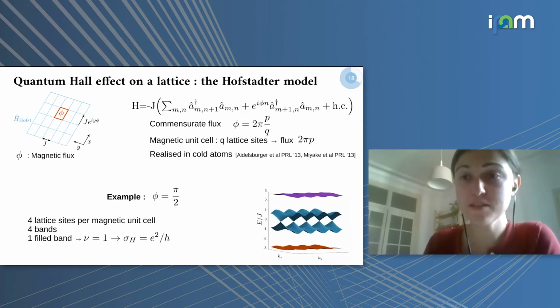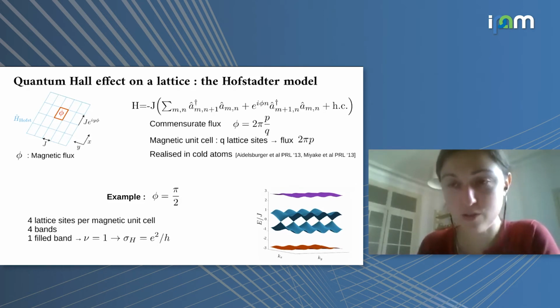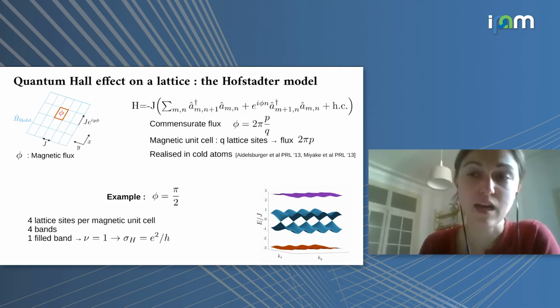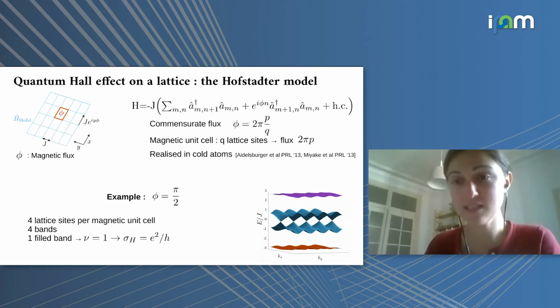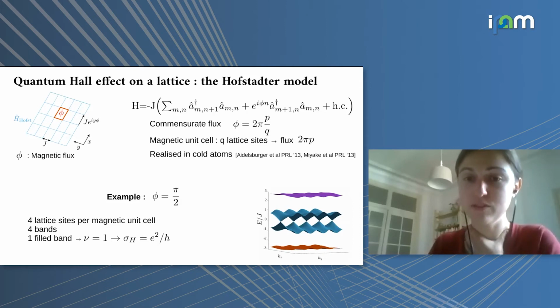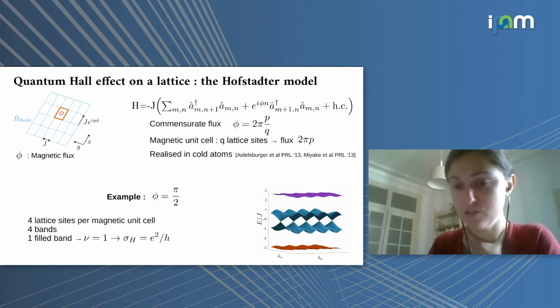So the flux phi is a parameter of the model, and in the course of the talk I will change it and consider different values of the flux. But just to give you an example, when this flux phi is equal to pi over 2, then you can define a magnetic unit cell with 4 sites, which means that you will obtain this band structure here once you diagonalize the Hamiltonian. So it's a band structure with 4 bands, with a band touching in the middle.